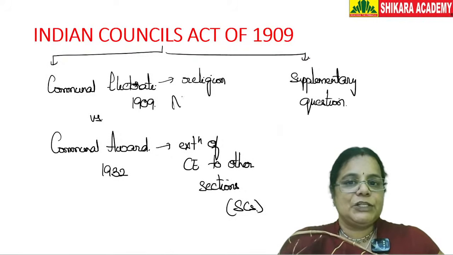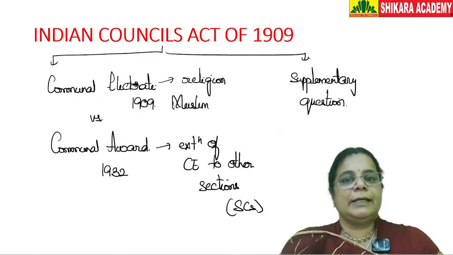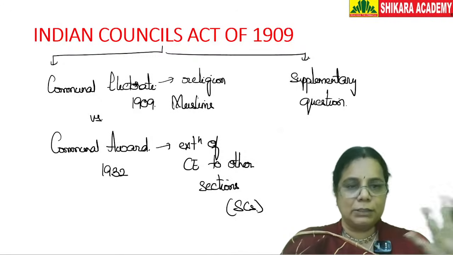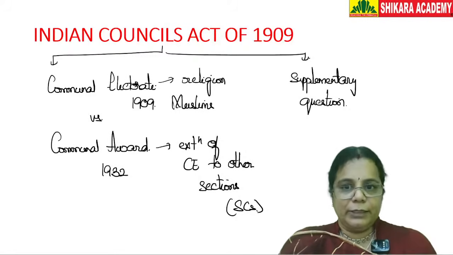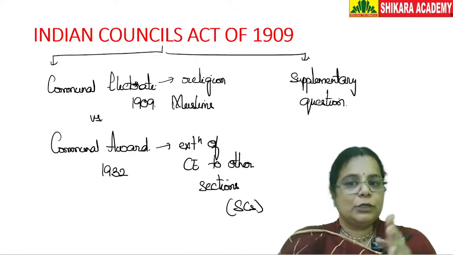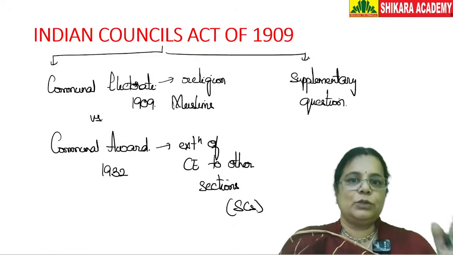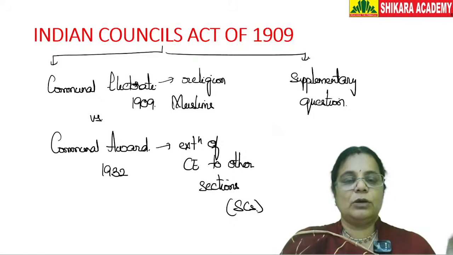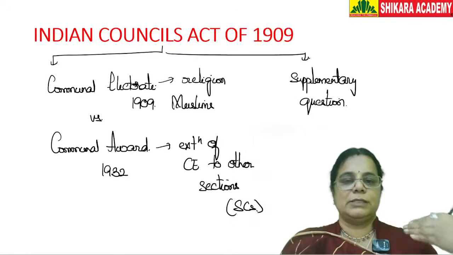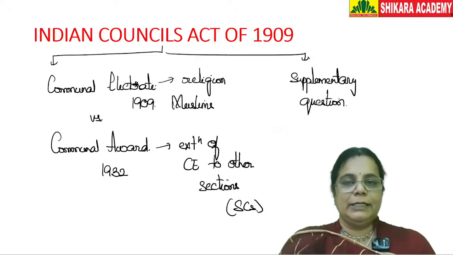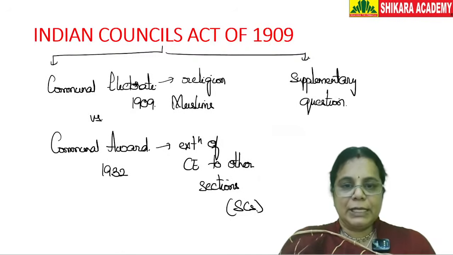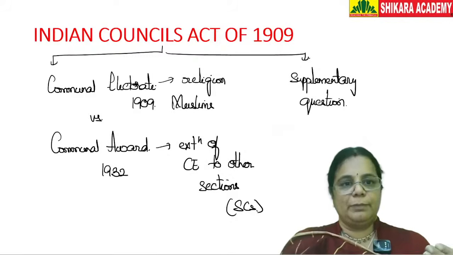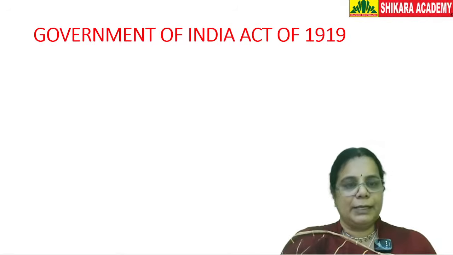Communal electorate was initially granted to Muslims. In the 1919 law, it was extended to several other communities like the Christians, the Sikhs, the Anglo-Indians, and so forth. The 1932 communal award was basically related to the scheduled castes, and the declaration of the communal award is an important historic event in modern Indian history, because it paved the way for a fast unto death by Gandhiji and eventually led to the signing of the Pune Pact. So these were the changes made by the 1909 law.